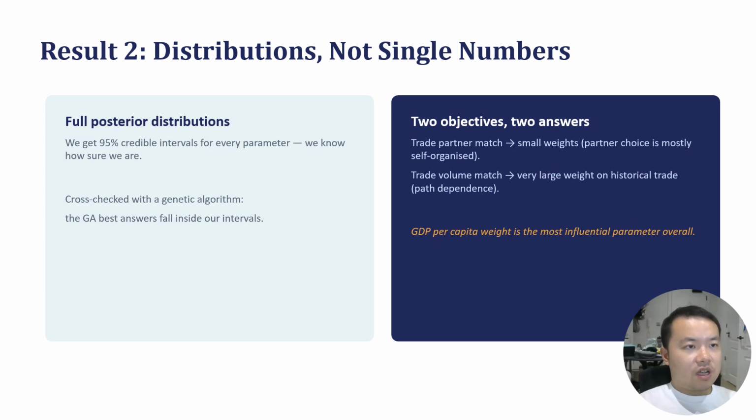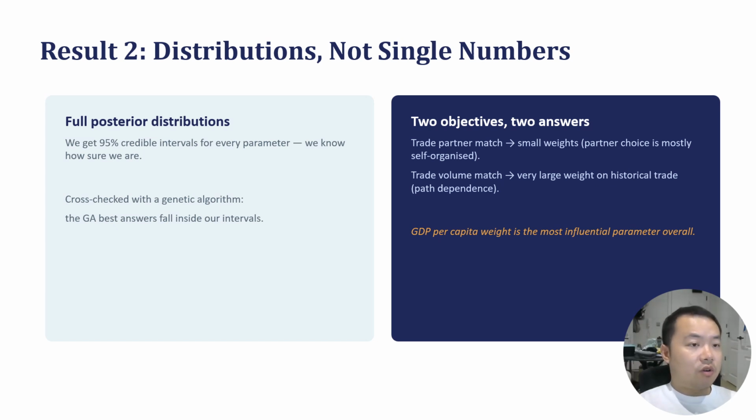So our second result is about the quality, not just the speed. Unlike normal optimization, which gives one best number, the ABC-SMC gives full posterior distributions with 95% credible intervals. So we know how certain we are about each parameter. We also cross-checked with the genetic algorithm, and its best answer falls inside our intervals. Interestingly, the two calibration targets behave very differently.